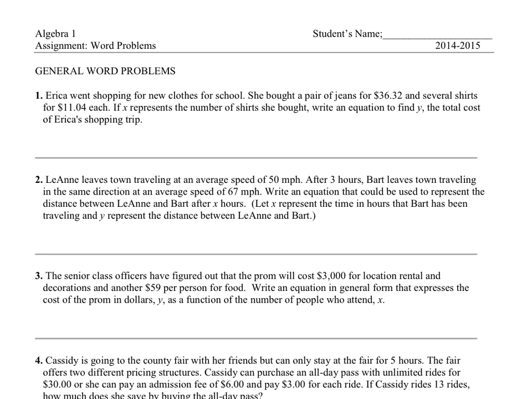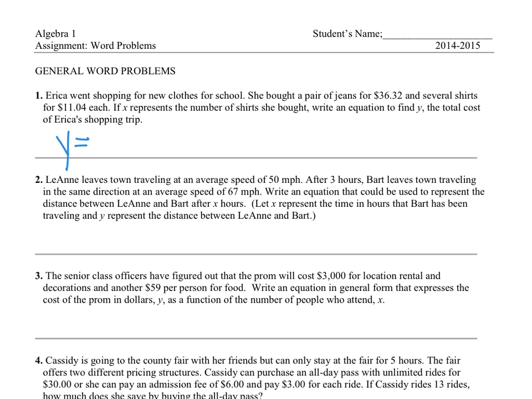Number 1 says, Erica went shopping for new clothes for school. She bought a pair of jeans for $36.32 and several shirts for $11.04 each. It says, let X represent the number of shirts she bought. Write an equation to find Y, the total cost of her trip. So we're going to write an equation that says Y equals, because the cost equals.